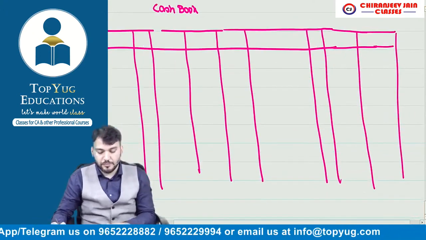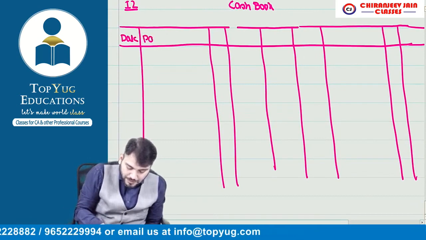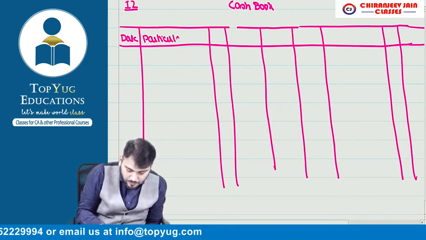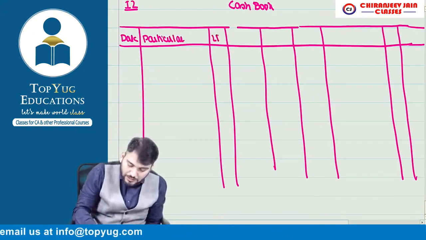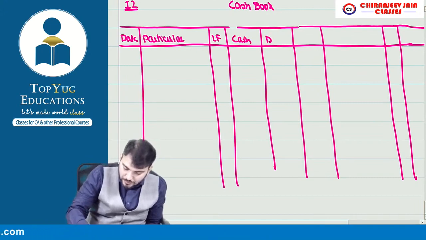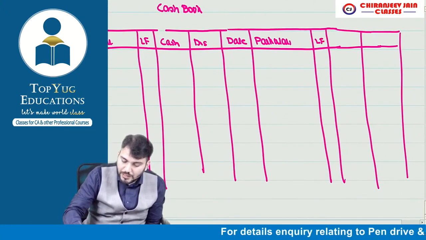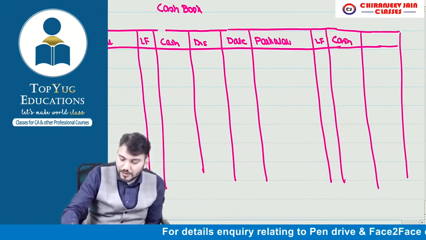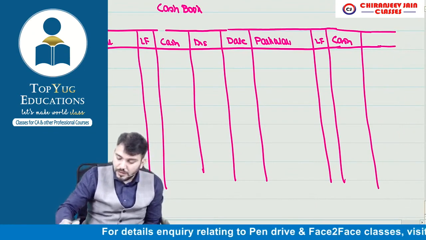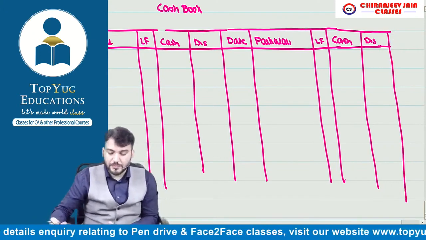Make it. Then write down date, particulars, ledger folio, cash, discount, date, particulars, ledger folio, cash and discount. Can we do it? Can we start?